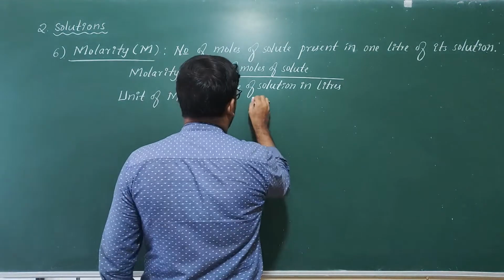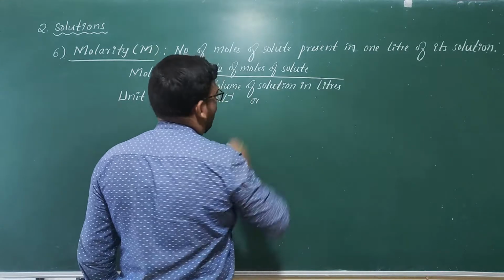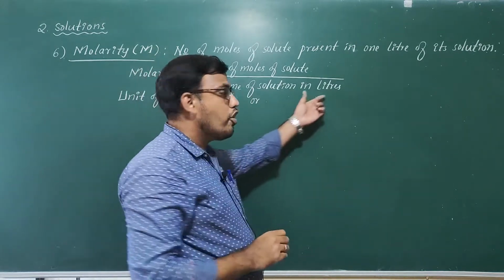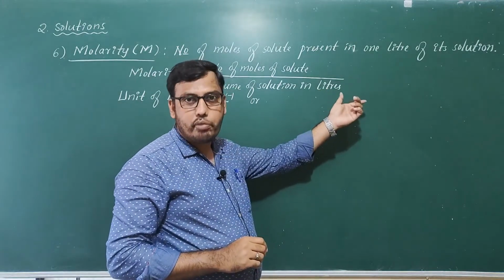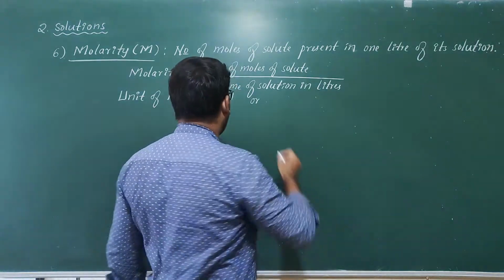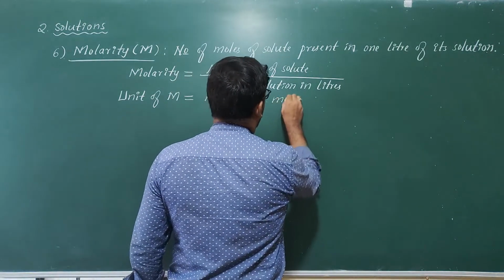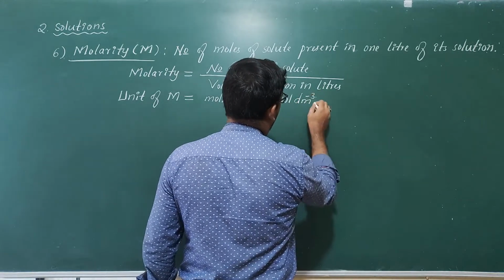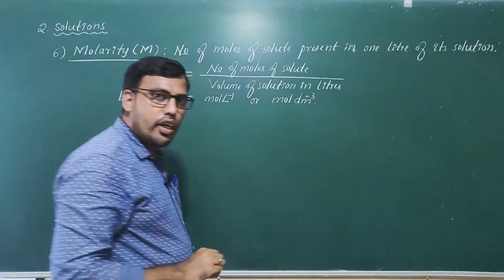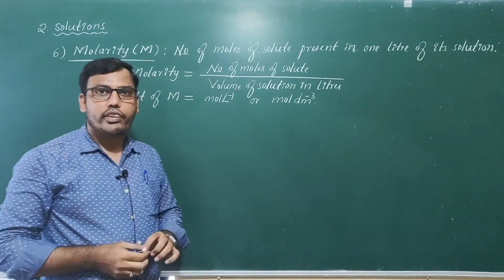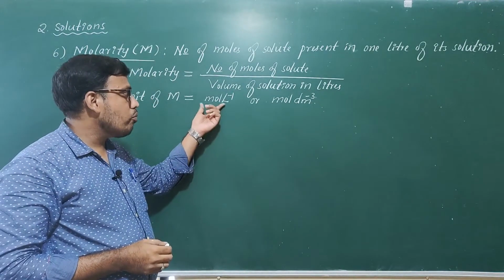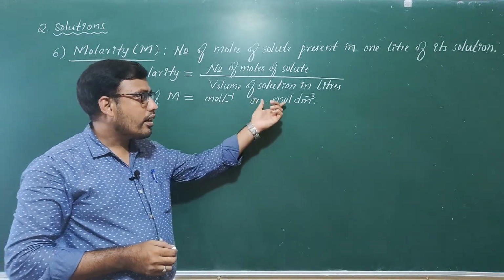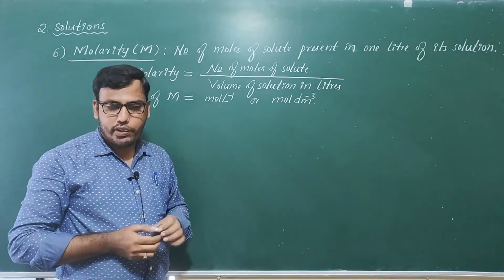So another unit we can represent. See, volume of solution I have taken as liter. 1 liter is equal to 1 dm cube, decimeter cube. So that's why you can even express it as mole per dm cube. The unit of molarity is either mole per liter or mole per dm cube.